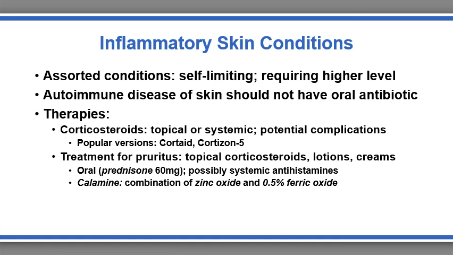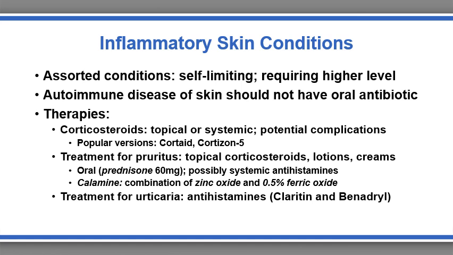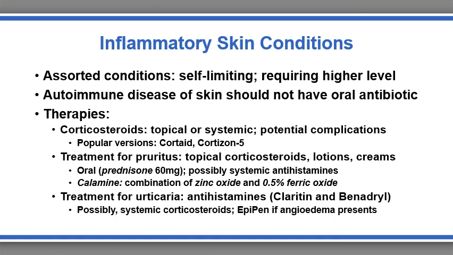So calamine lotion is just used for various things on the skin that cause itching, and it's just a combination of zinc oxide and ferric oxide. Most people just use calamine lotion for various skin conditions that cause itching. And then specific treatment for urticaria or hives, again, your antihistamines, so Claritin or Benadryl tend to work really good. Possibly, if need be, you may use a systemic corticosteroid if it's very widespread. Obviously, if angioedema is present due to some type of allergic reaction that's causing it, you would want to have an EpiPen for those purposes.